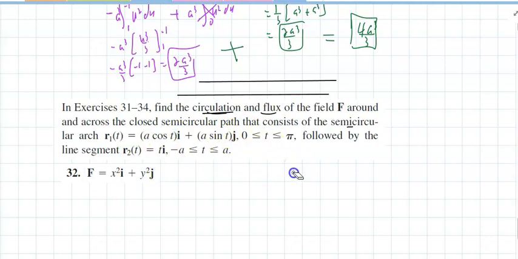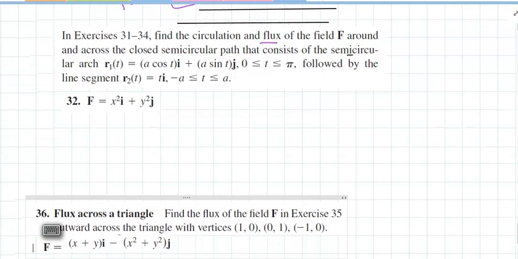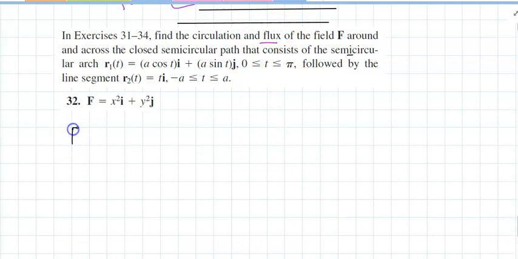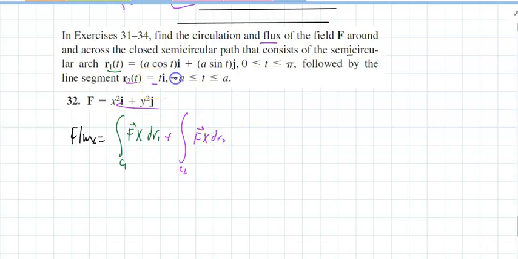We got the circulation. And if we want to get the flux, the flux again will be the integral along R1 or C1 of F crossed dr1 plus the integral along C2, and let's use a different color, of F crossed with dr2. Well, let's see how that works.